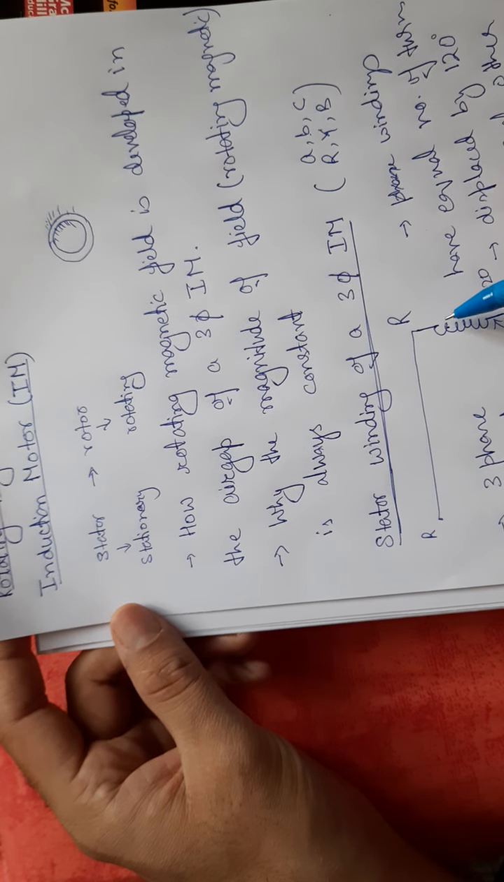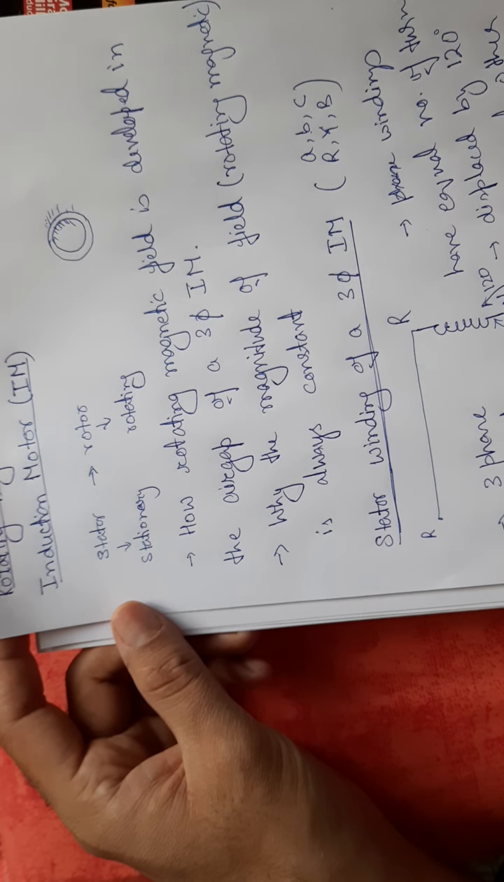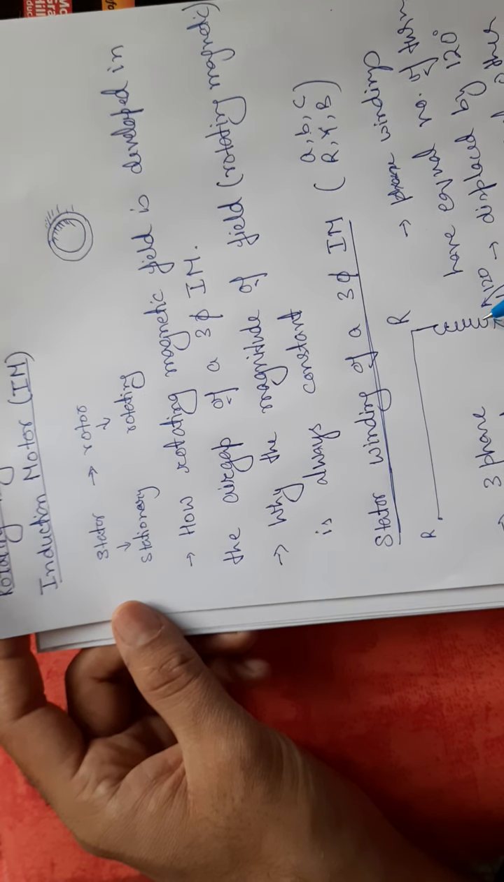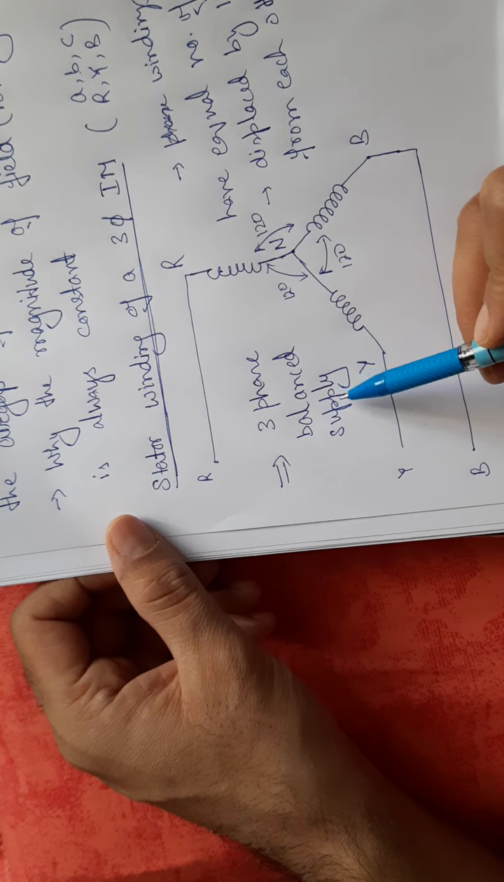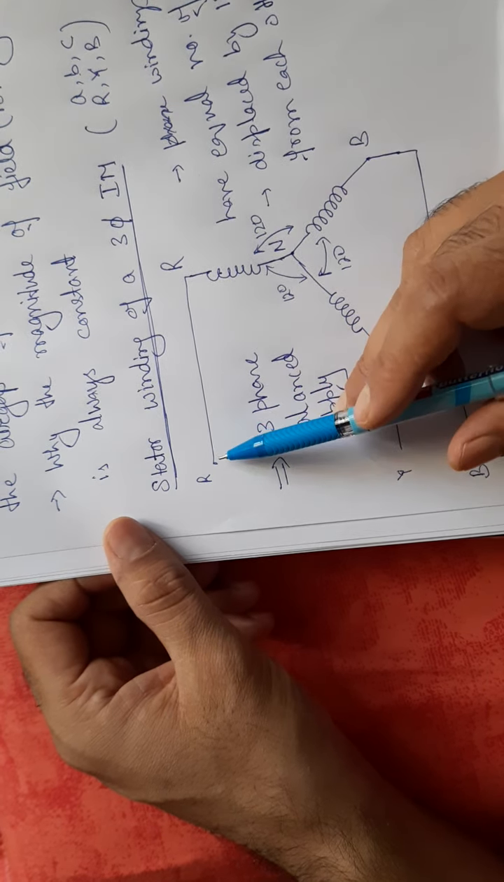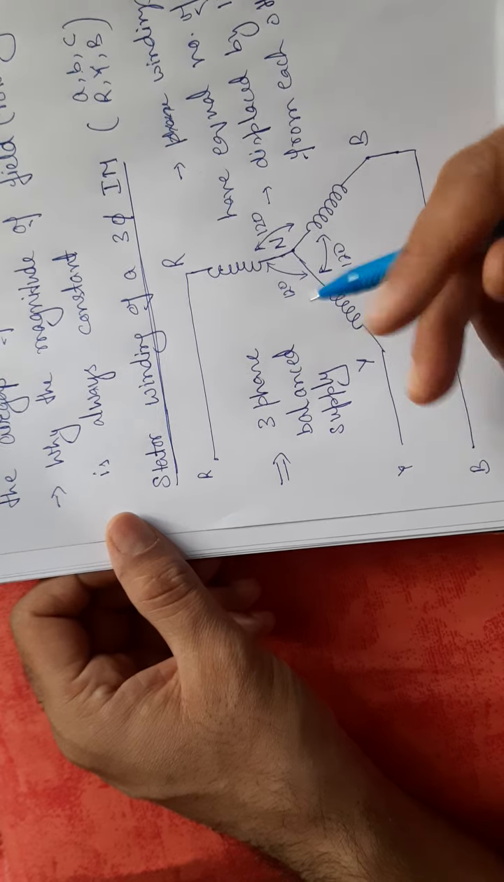So page number 2. I told you that I have a balanced three-phase winding, which has equal number of turns, and the windings are displaced from each other by 120 degree. This winding is supplied by a three-phase balanced supply. What is a three-phase balanced supply? It means we have voltages which are equal in magnitude in all the phases, and these voltages are displaced from each other by 120 degree.